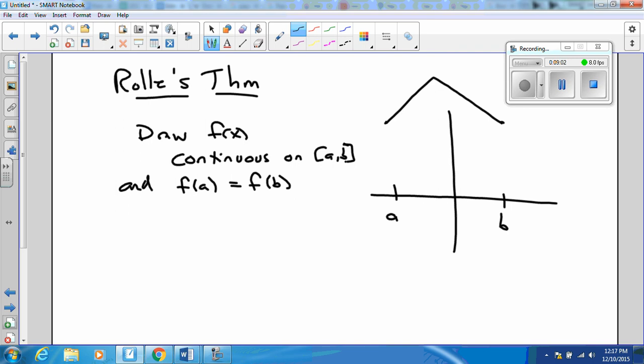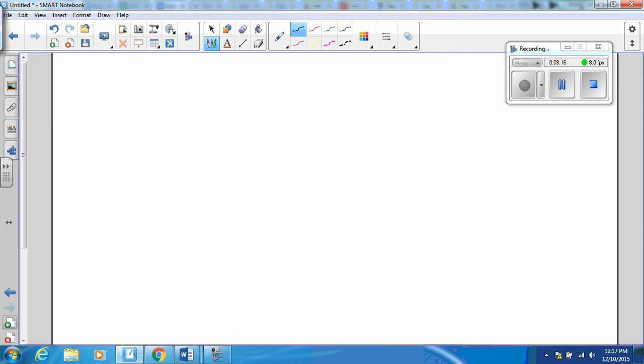I know this is confusing, but can you remind me what a removable discontinuity is? Is that like asymptotic? Yes. So pause this right here. We're going to go to a new page and talk about the difference between discontinuity and non-differentiability, because this will be on your midterm for sure.